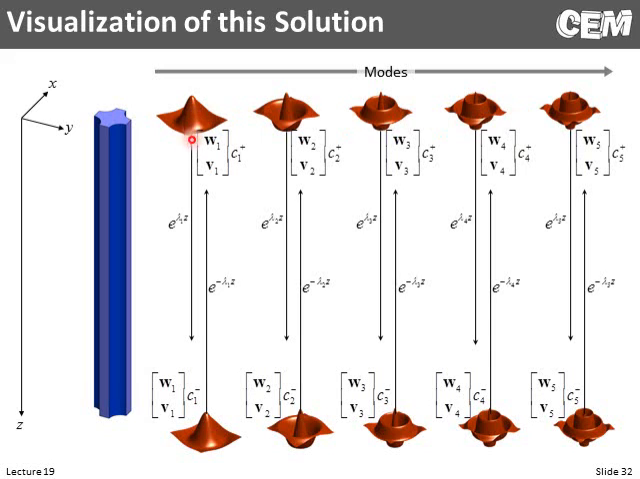But each one of these modes propagates independently. They propagate at different speeds. So if we looked at the overall field and the interference amongst those, it looks crazy. But really all that's happening is those modes are just propagating independently, but at slightly different speeds.